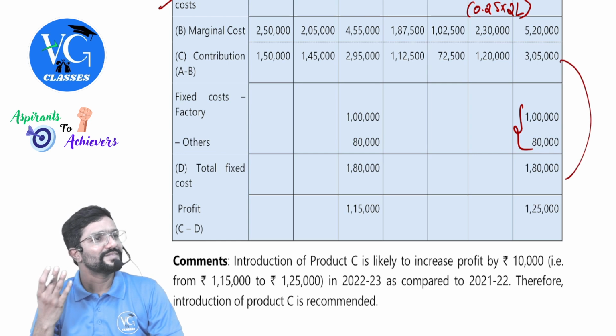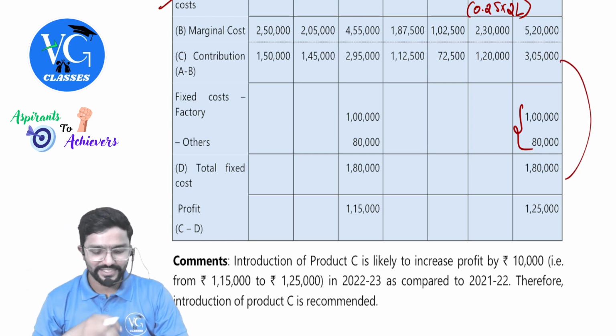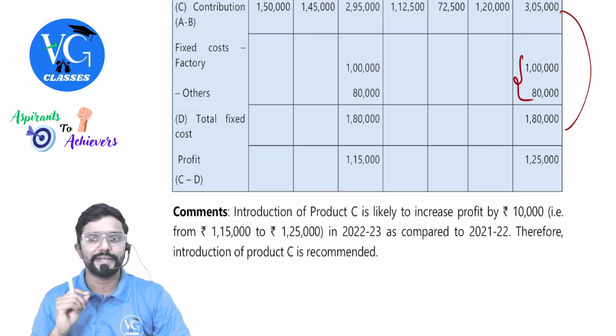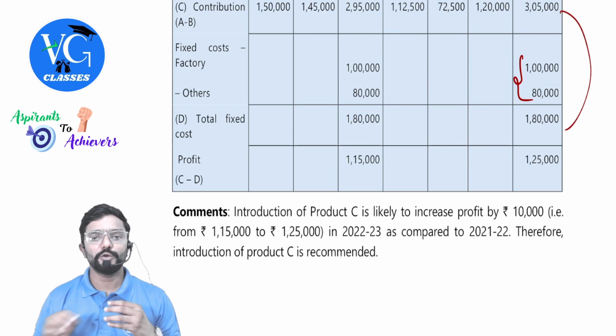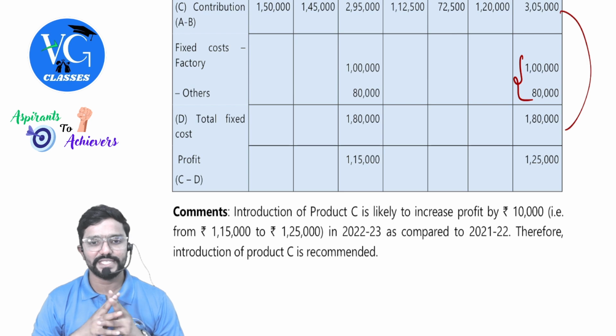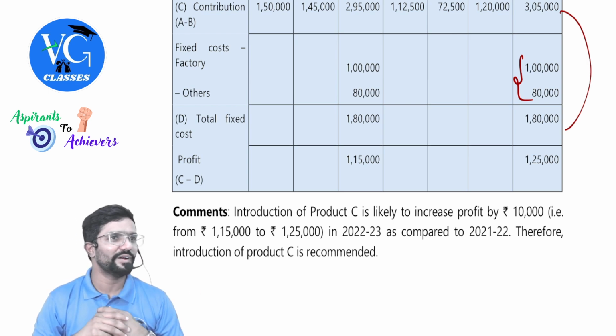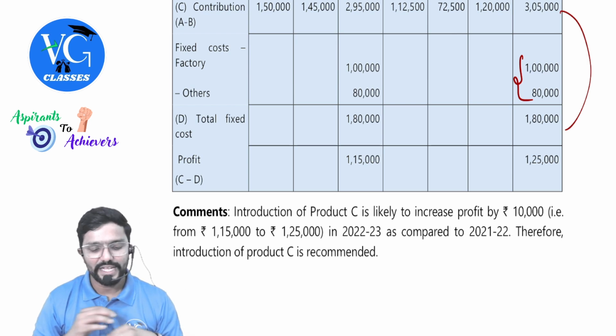Sir, which is better? 125. Yes. Introduction of product C is likely to increase profit by 10,000 in 22-23 as compared to 21-22. Therefore, introduction of product C is recommended. For that, you have to forego A and B also. Ready for it. They're ready for it.